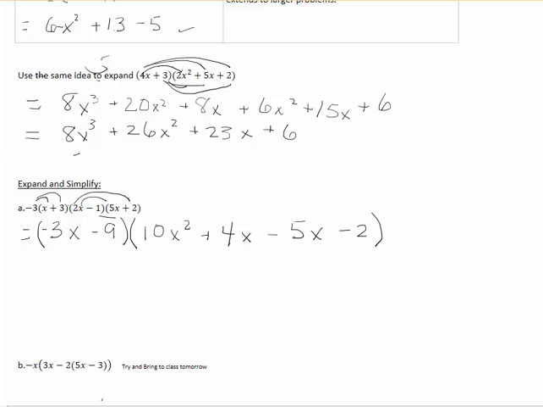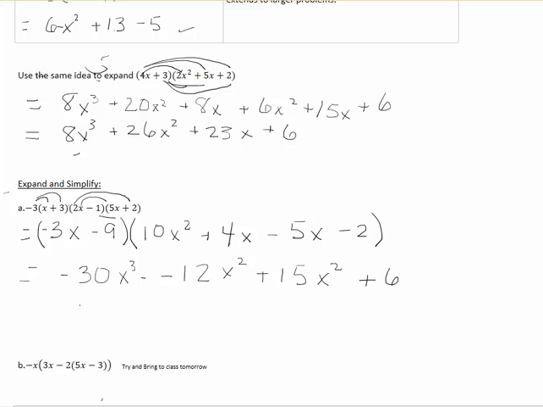Now we need to expand our first binomial into those last terms that are there. So I'm going to first start by multiplying everything by negative 3x. So negative 3x times 10x squared is negative 30x cubed. Negative 3x times 4x is minus 12x squared. Negative 3x times negative 5x is positive 15x squared. As well, if you jump back, that's squared as well because there's two x's being multiplied by each other. Negative 3x times negative 2 is positive 6x.